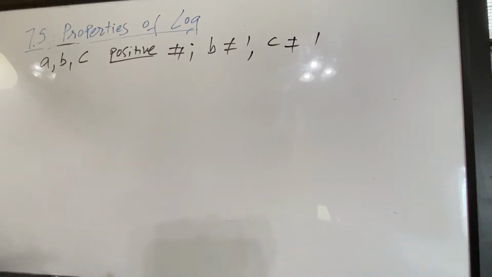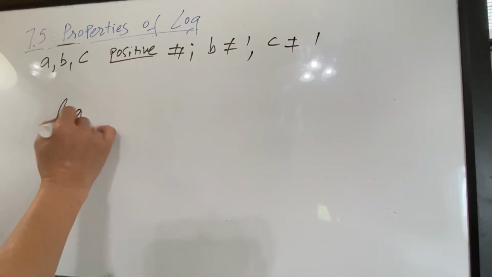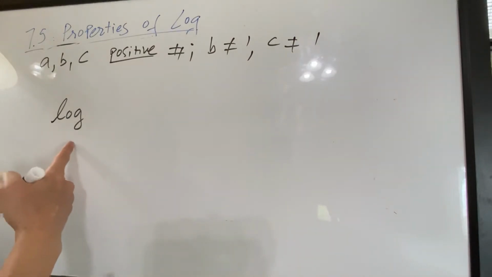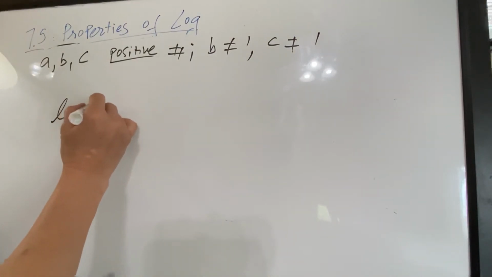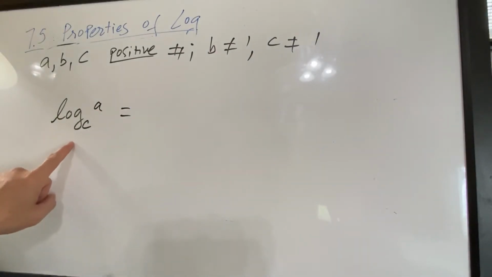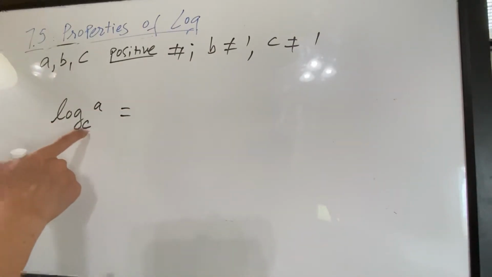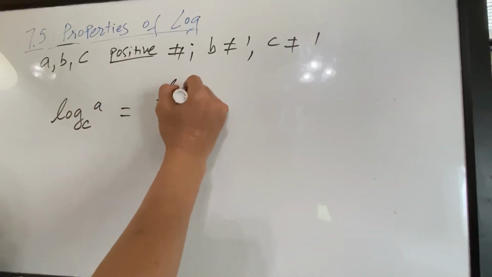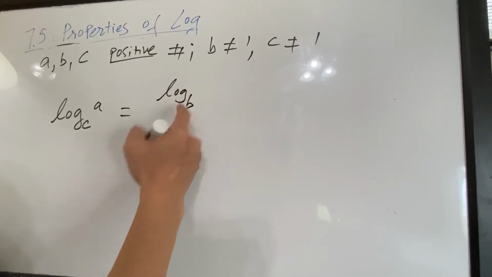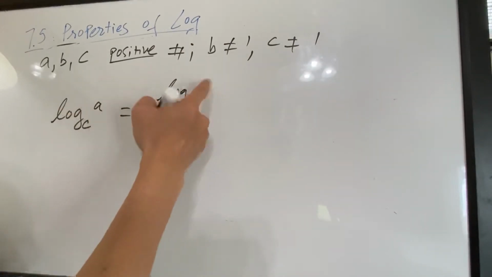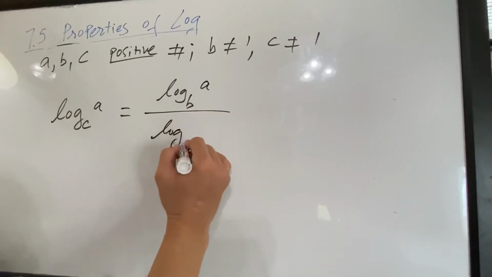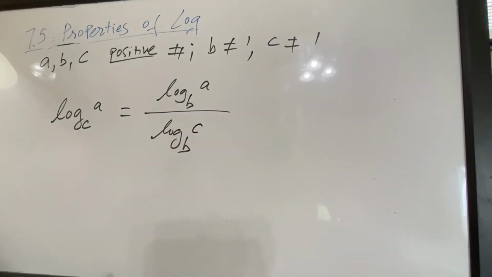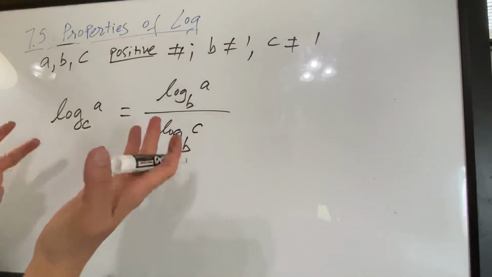You know the concept. Now, how do you extend or rewrite the log base C of A? Look, this is a very handy property. Log base C of A is equivalent to log of another base B of A, on the top, over log base B of C. So this is the property, a very powerful property.